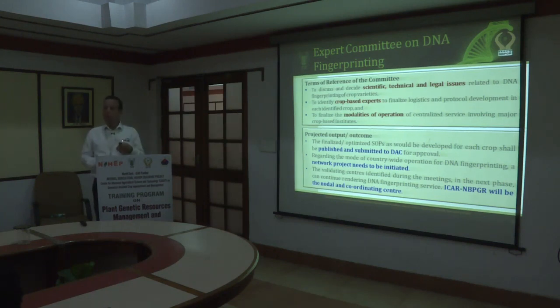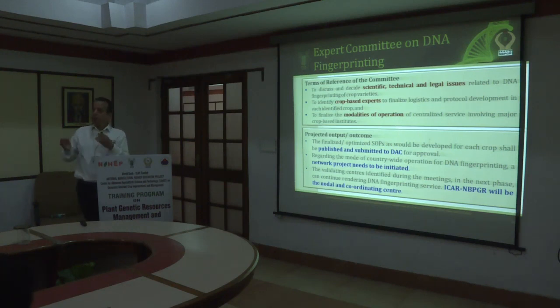We have identified crops, 20 different crops. 5 horticulture crops were added later on, so 25 crops are added. So we are harmonizing those protocols in those 25 crops right now. Once the protocol is developed in each of those 25 crops, it will be made public and submitted to DSE for approval. Once that is approved, it will be made available to everybody in the country, and they can use that protocol to profile or fingerprint their own material. And we are anticipating a network project to do all this groundwork.